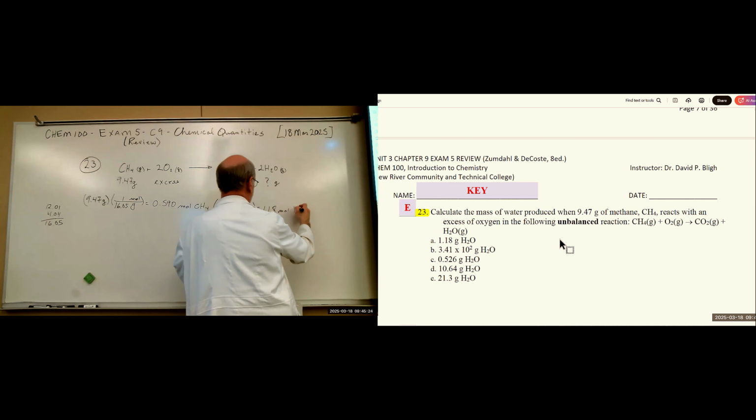Now we want to convert water back to grams. So what's the molar mass of water? We've done that so many times. It is 18.02 grams per mole. So that's 21.3 grams of water. That would be E.